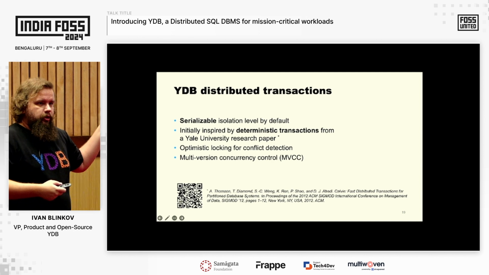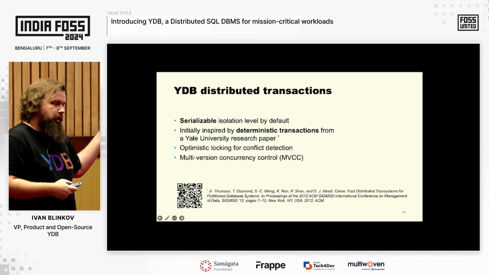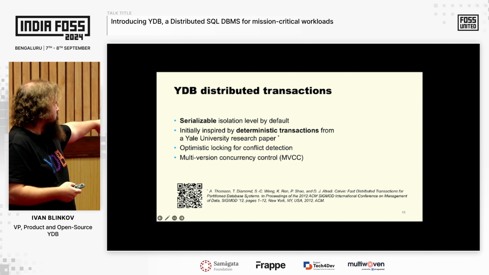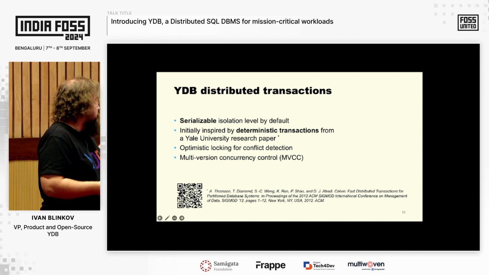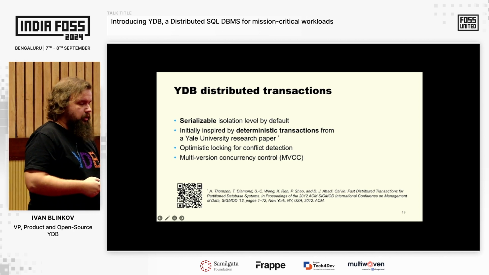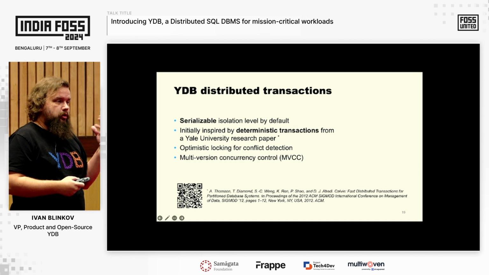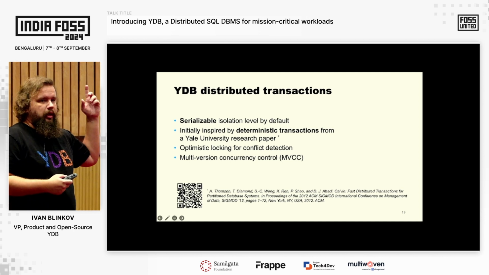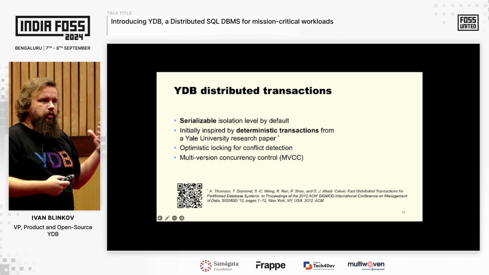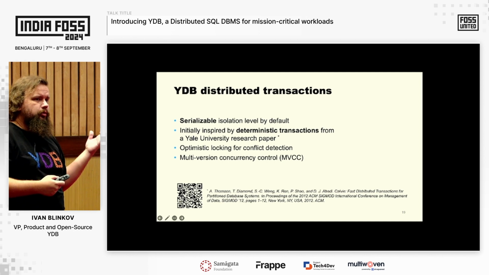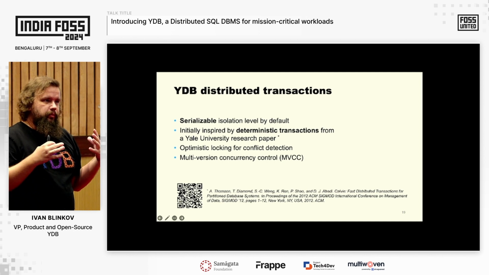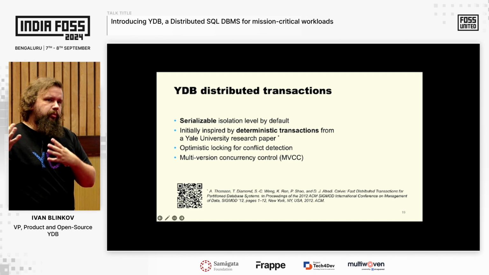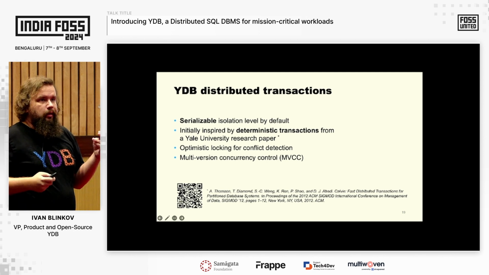The initial implementation of these transactions was based on this research paper that's cited at the bottom. The paper is called Calvin. It's from Yale University, and it introduced an algorithm that's called deterministic transactions. It's in nature similar to Raft and Paxos that are more widely known. But in general, it fitted better the requirements YDB had at the time.